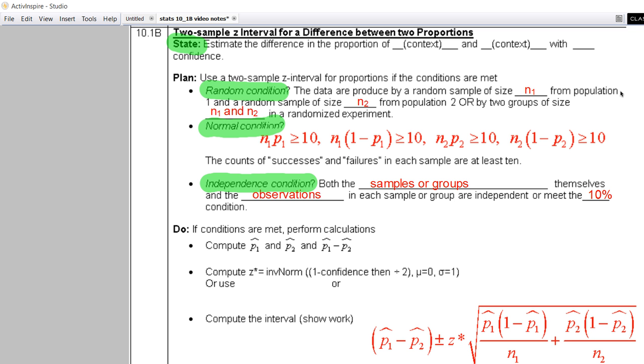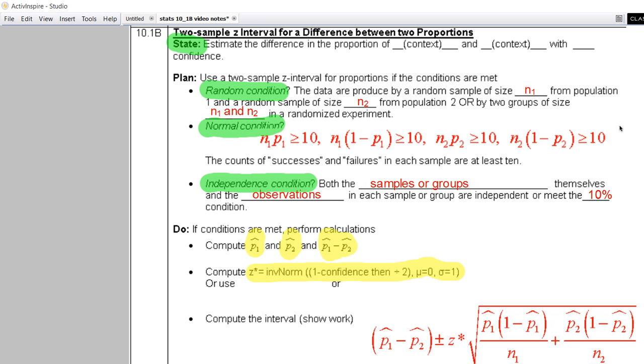Now, if those conditions are met, then we are moving on to performing our calculation. So then we actually calculate our p hat 1, p hat 2, and then we calculate the difference between them. Then we go into our z value, so our z star, the critical value that we get from our inverse norm. And so we do 1 minus our confidence level and then divide by 2. So 1 minus 0.90 and then divide by 2, so 0.05 would be that.